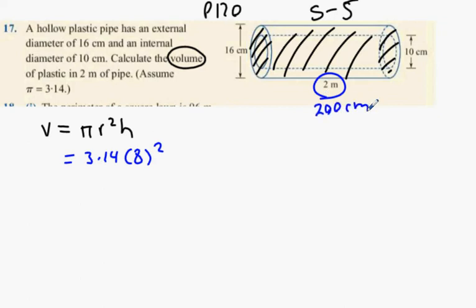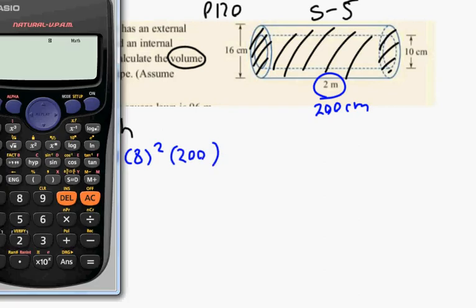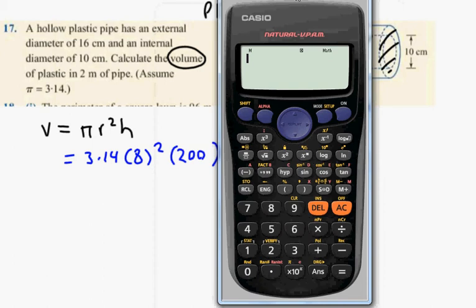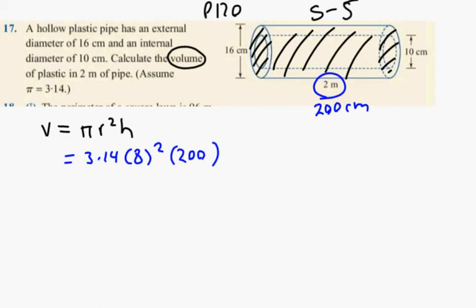Okay, so 3.14 times 8 squared times 200. Just put that into the calculator. What do we get? 40,192. So 40,192 centimeters cubed or squared? Cubed. Now, if it was just a normal cylinder, that'd be great. That'd be the answer, okay?